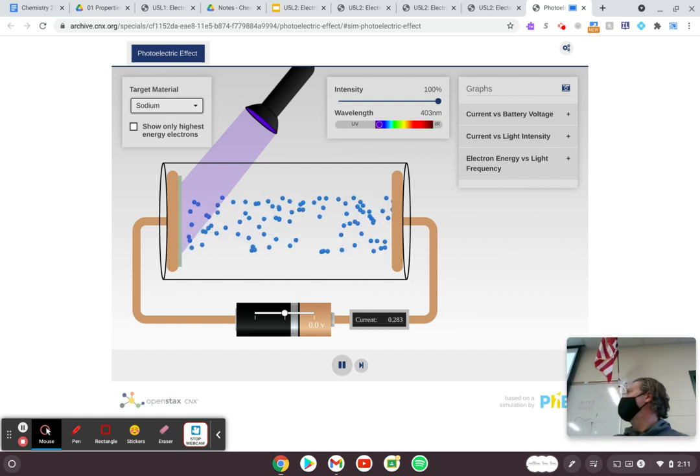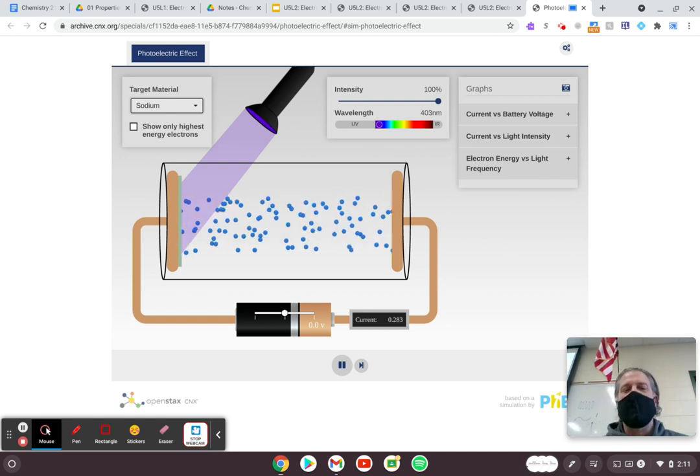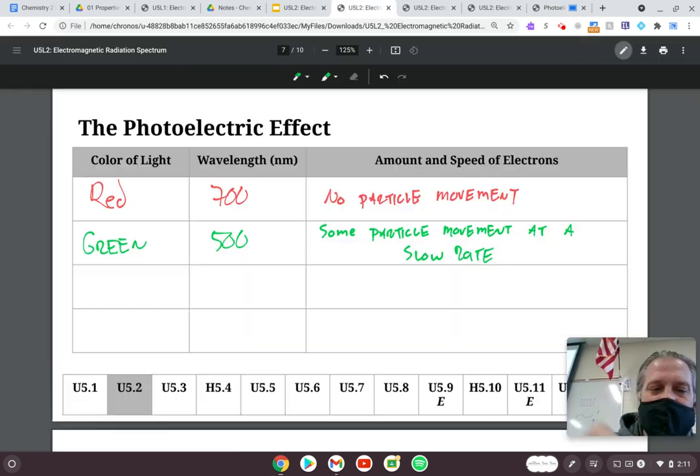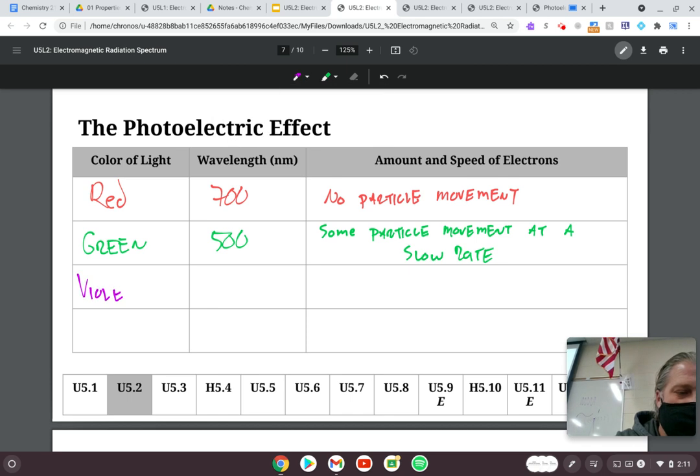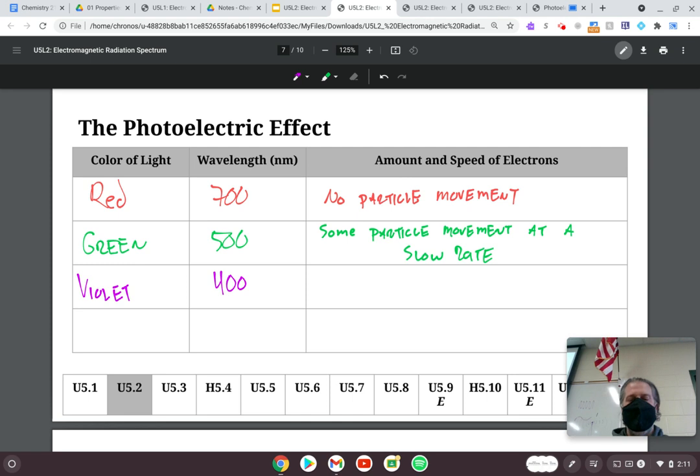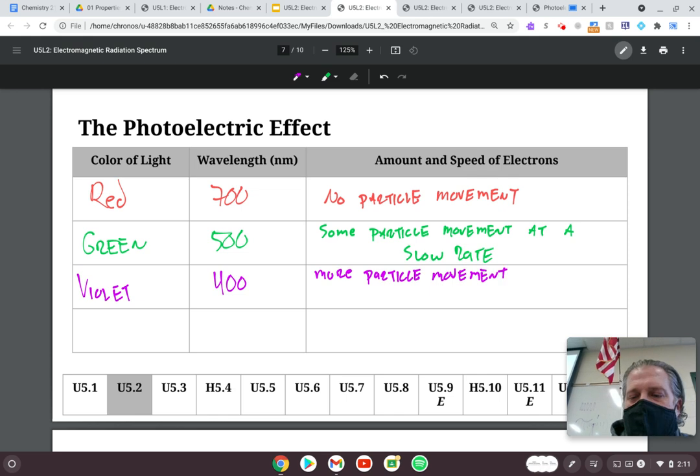Anyway, so I would say that we are now at violet, and we set the wavelength to 400. I would say there is more particle movement, and that that particle movement is occurring at a faster rate.